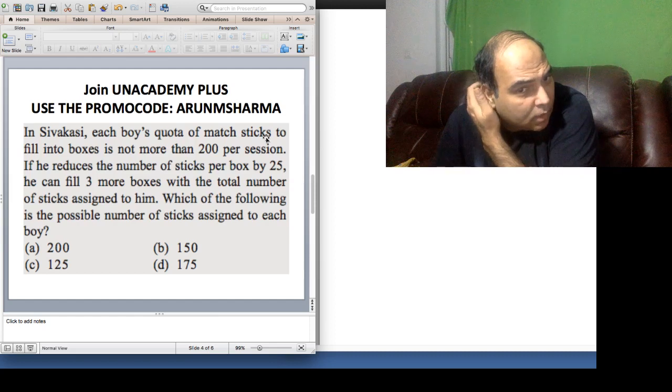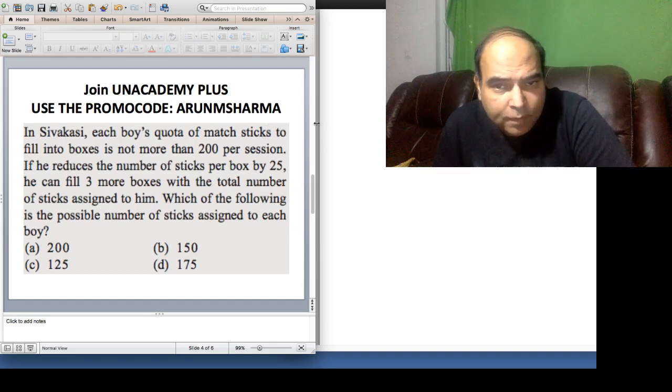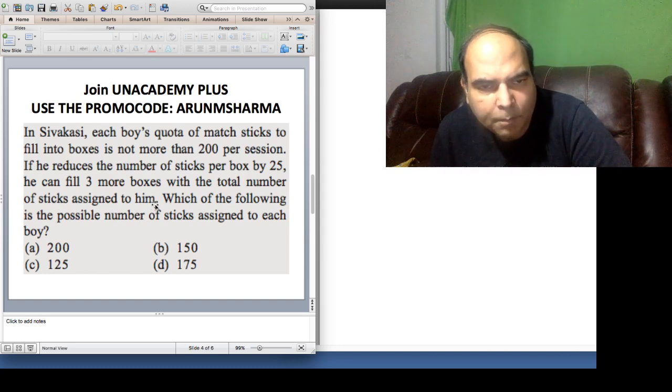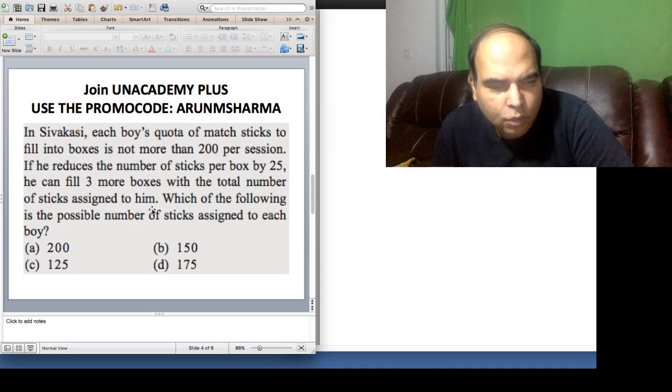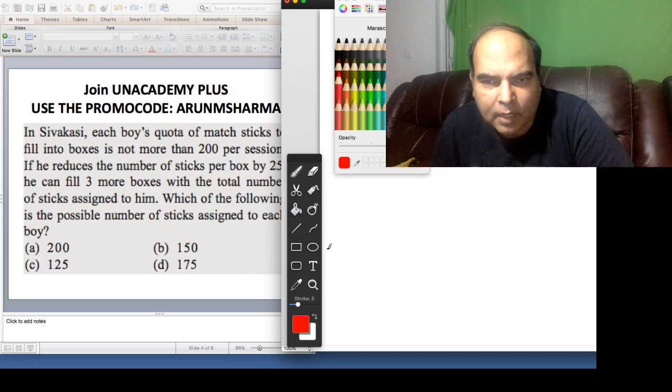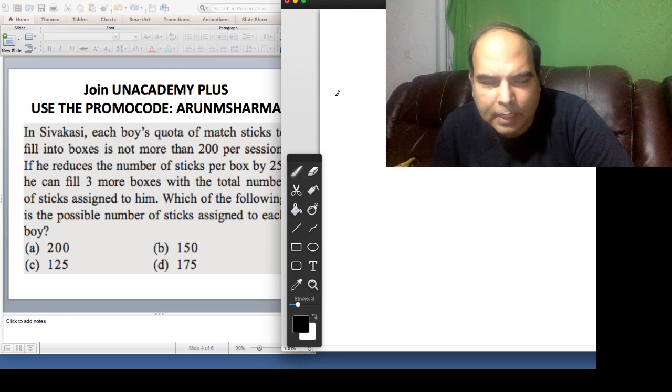If he reduces the number of sticks per box by 25, he can fill 3 more boxes with the total number of sticks assigned to him. Now, this is something which I tell people: when you read statements like this in maths, you have to be able to identify the fact that there are two variables in this question.